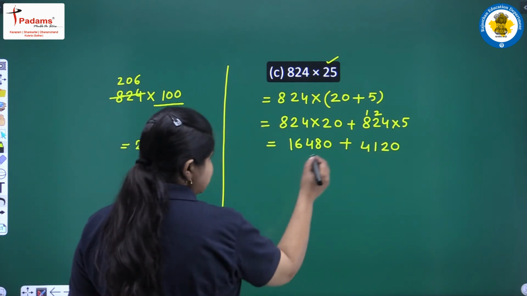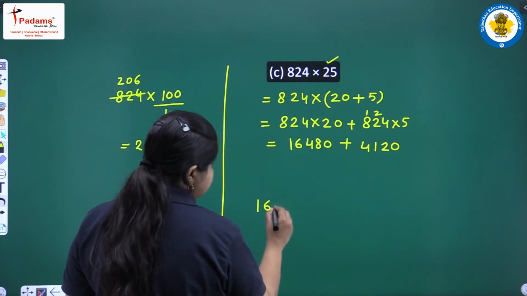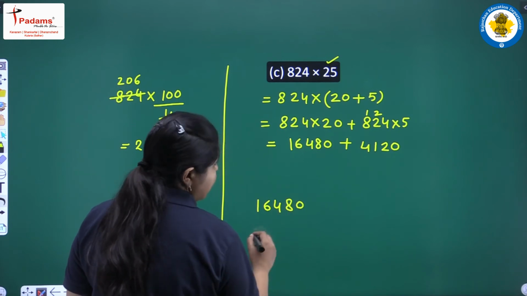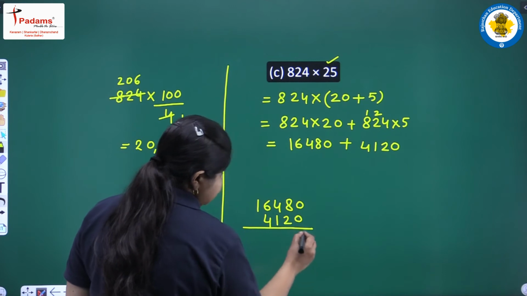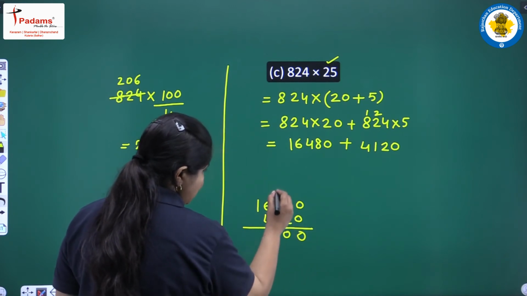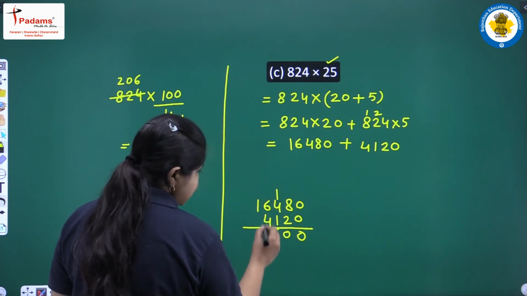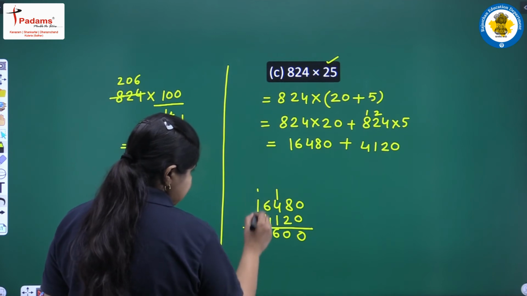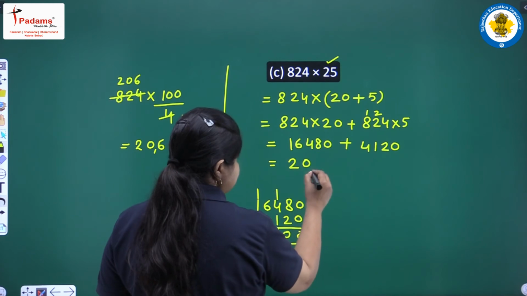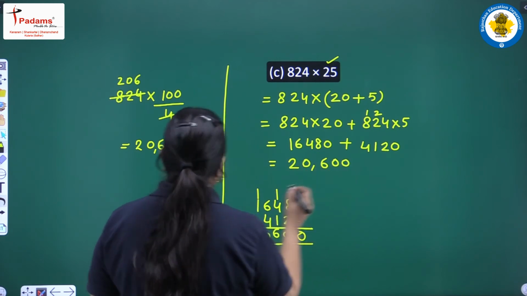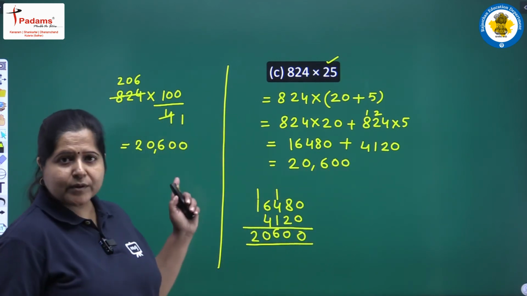Now simply add the two numbers. If you want, you can write them one below the other. 4 1 2 0. It will be 0. 8 and 2, it's 10, 1 carry. 4 5 6. 6 and 4, it's 10, 1 carry. 20,600. So we get the same answer in both the methods.